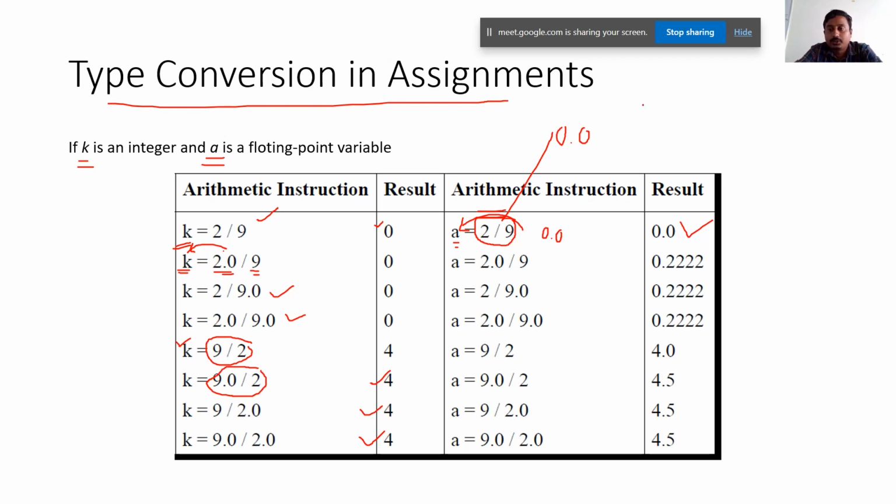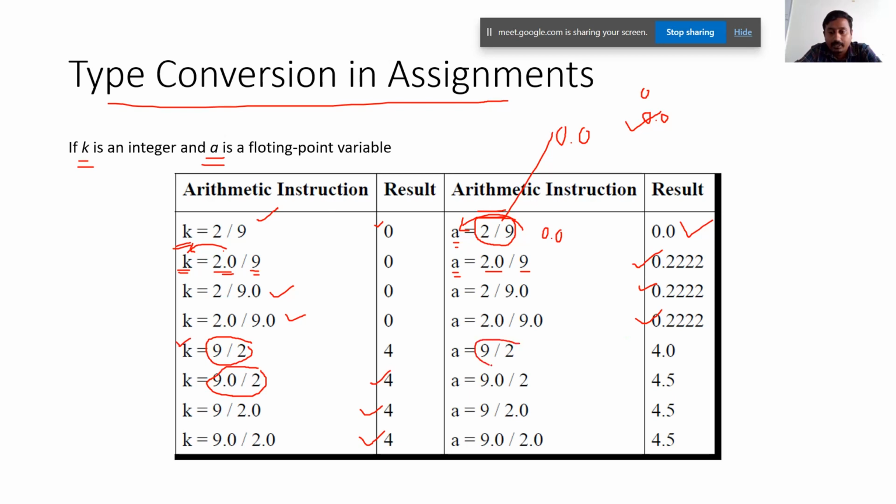So in the options you may find 0 as an answer, and 0.0 as an answer. So 0.0 is more correct. Now here we have floating point divided by integer, so you will get a fractional result, and that fractional result is getting assigned to the floating point variable, so it will accept the entire number. Same is true for this example also.